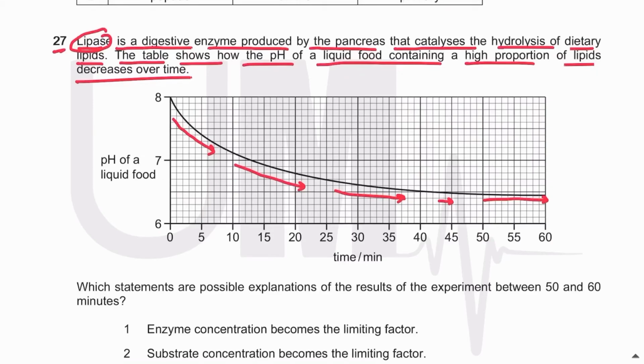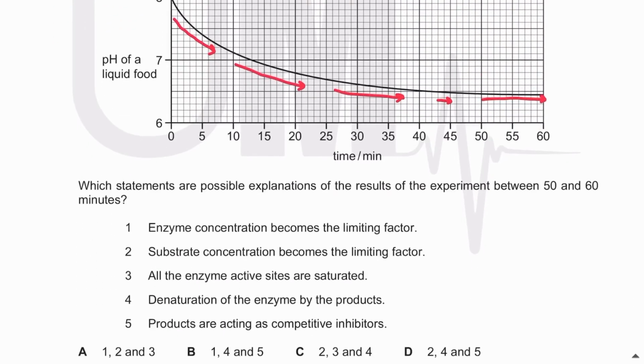The reaction can also stop maybe because the substrate concentration becomes limiting, or we can say because the substrates are used up. So the reaction can stop either because of the use of the substrate, or because of the denaturation of the lipase enzyme, right? So which statements are possible explanations of the results of the experiment between 50 and 60 minutes?